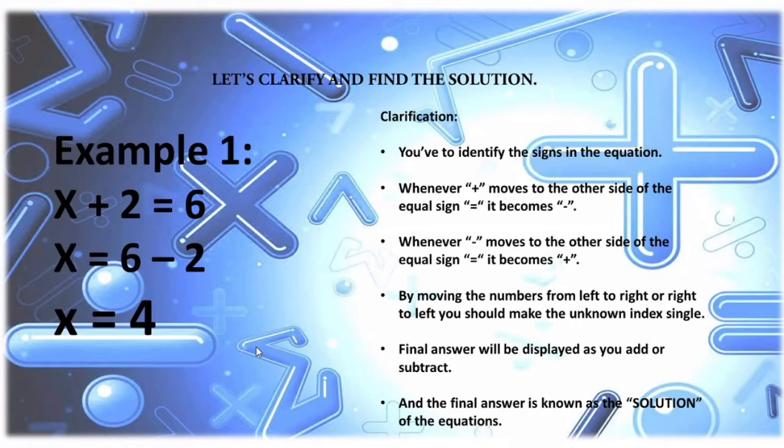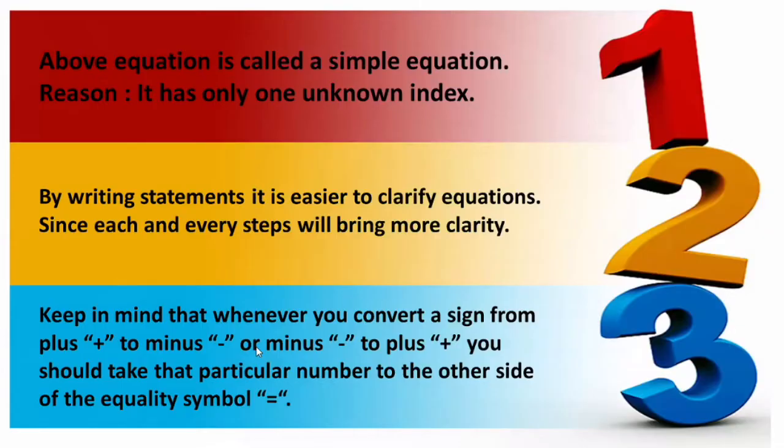Hope this part is clear for all. So there are 3 important things to understand when it comes to equations. The above equation is called a simple equation. The reason is it has only one unknown index. I told you all that the very first equation that we're going to learn today is the simple equation. Simple equation means something which has only one unknown index. It could be x, or it could be y, or it could be any other letter.